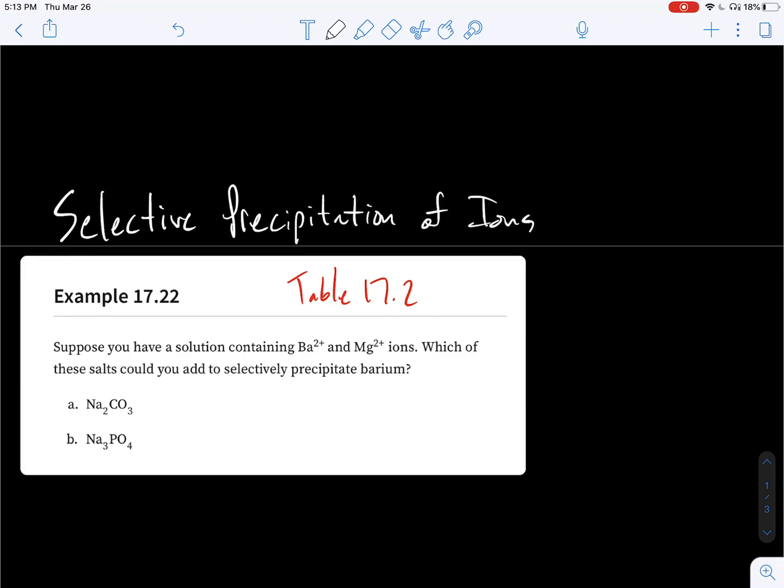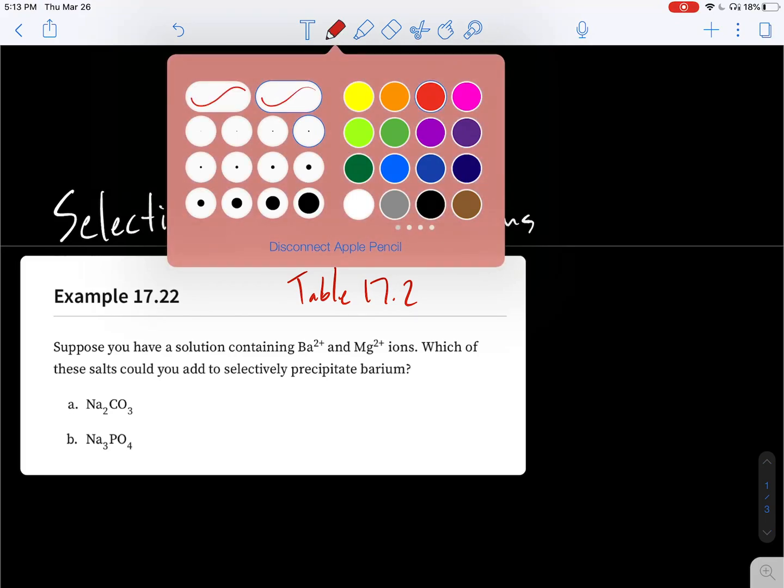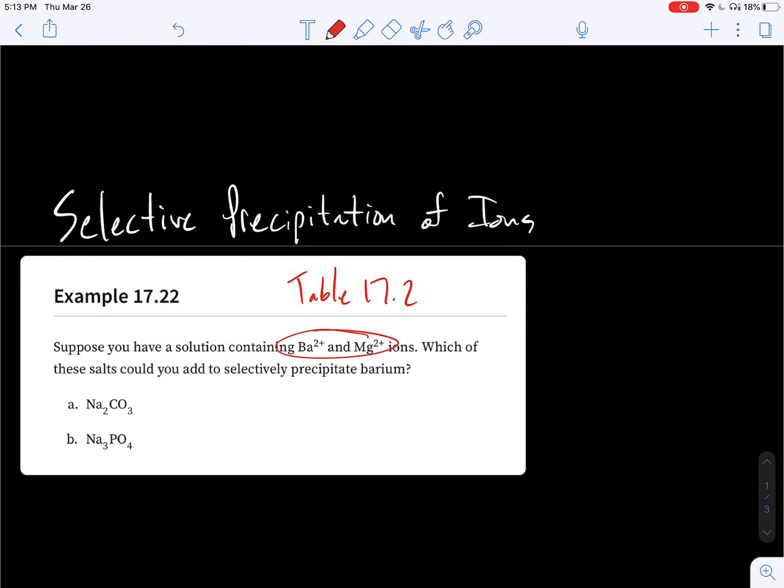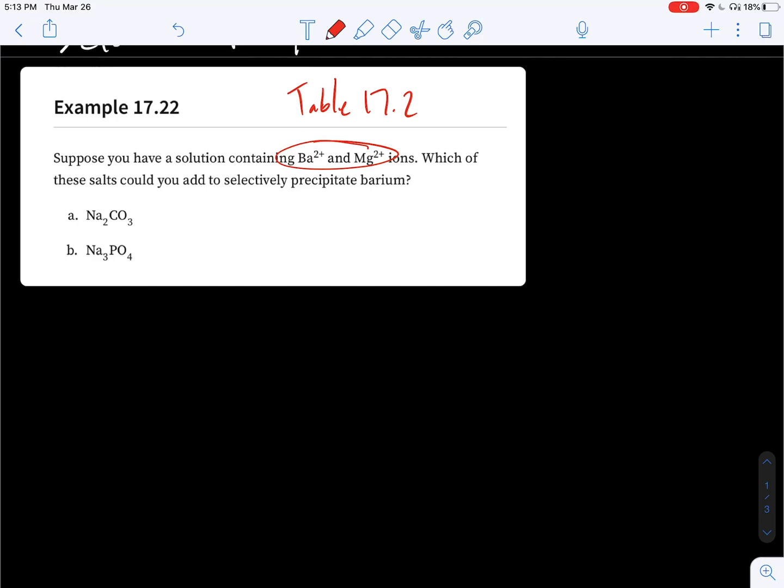So sometimes you have a mixture of ions in solution, like this, barium and magnesium. And barium is very toxic. So how do we get that out of the water, selectively precipitating it out of the water to get rid of it? Well, we can take advantage of other solutions.